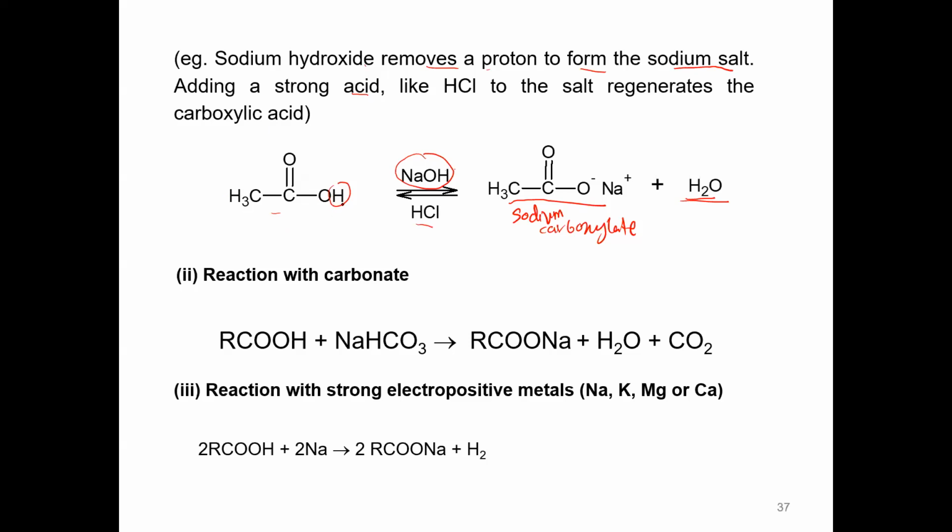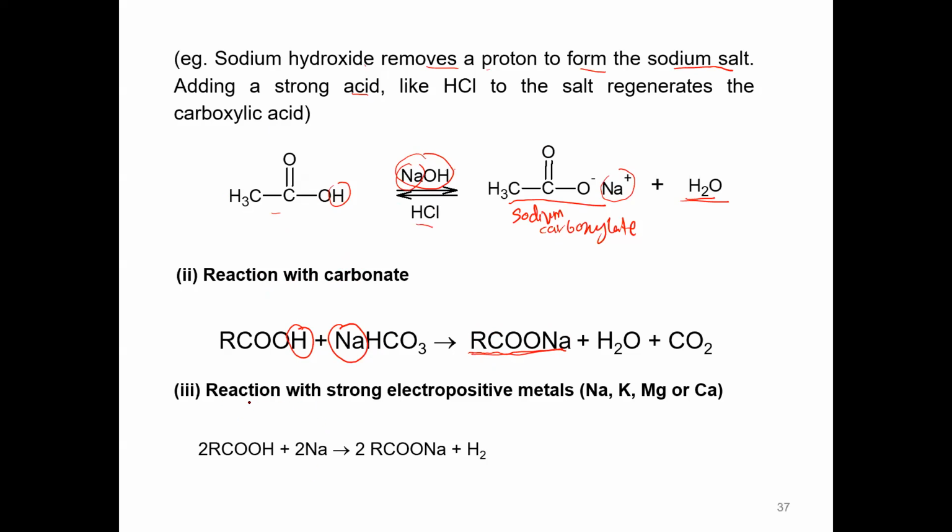Okay. So the second reaction is the reaction with carbonate. So the product is still the same. This is sodium carboxylate, the major product of this reaction. So the hydrogen will be substituted with Na. It's the same here. See? The Na group will come in and substitute the hydrogen of the carboxylic acid.